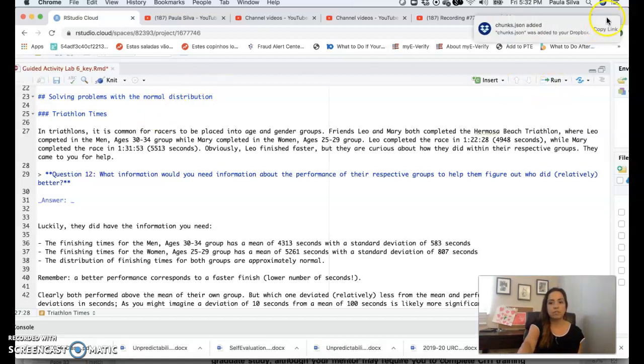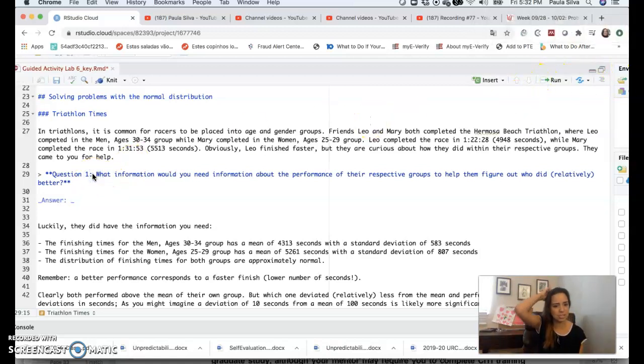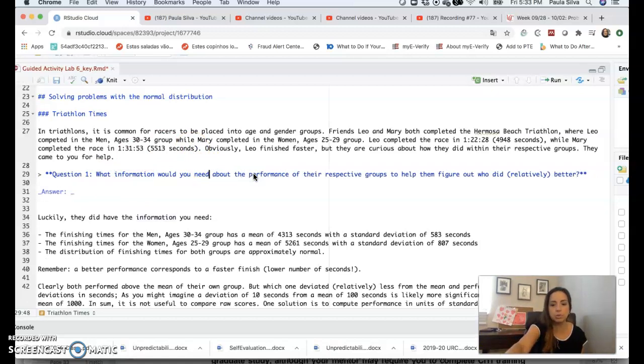Obviously, Leo finished faster if we consider raw scores, right? But they are curious about how they did within their respective groups. They come to you for help as the data analyst expert. So question 1: What information would you need about the performance of their respective groups to help them figure out who did relatively better? What information would you need to help Mary and Leo figure out how they did with respect to the groups, and also to be able to fairly compare their times to each other?